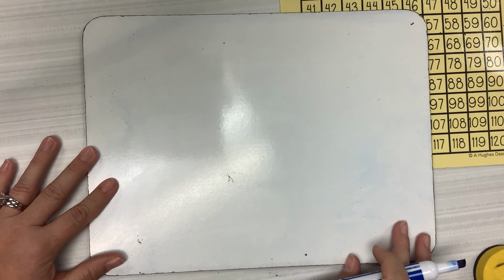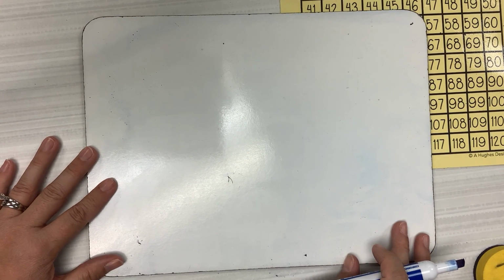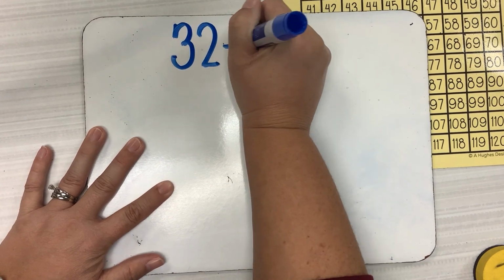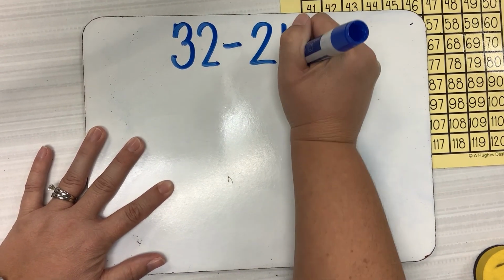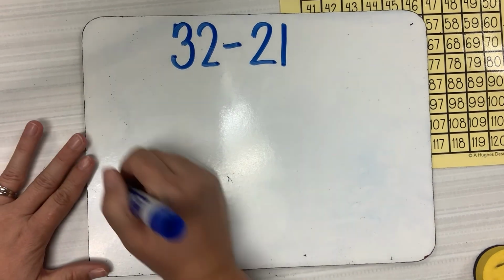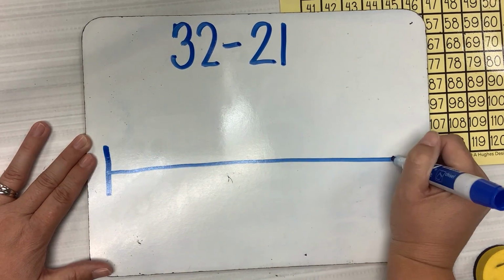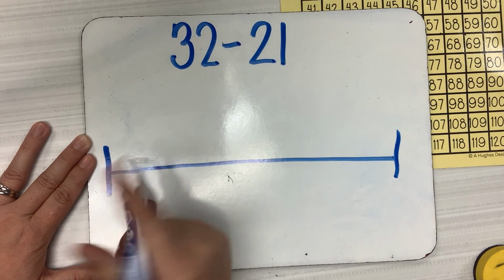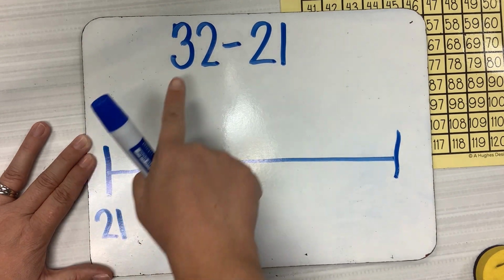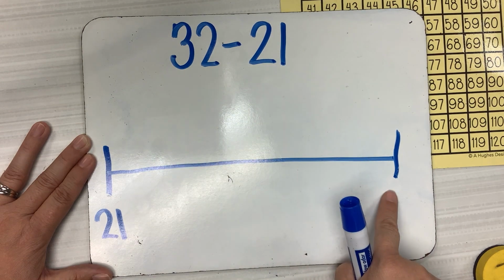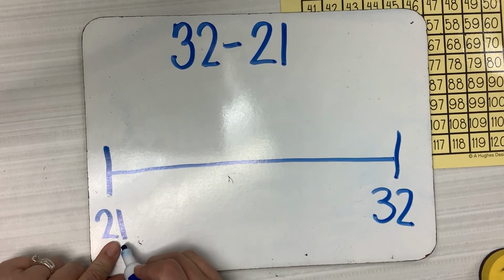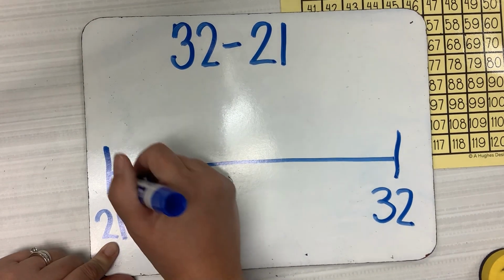The next strategy we'll use is an open number line. Let's take 32 minus 21. On an open number line, we draw a number line with the small number at the beginning and the big number at the end. We're going to make a jump by tens until we can't count by tens anymore.